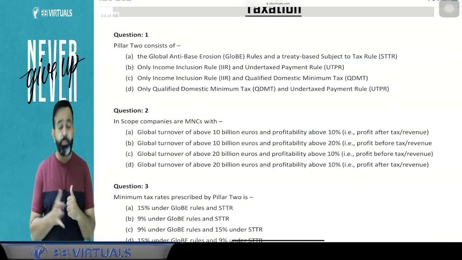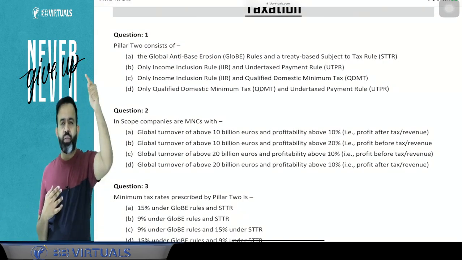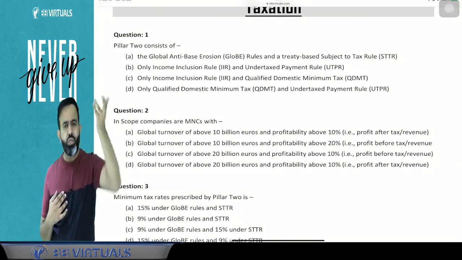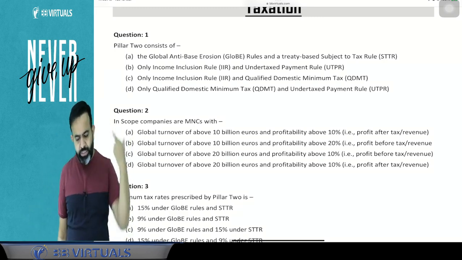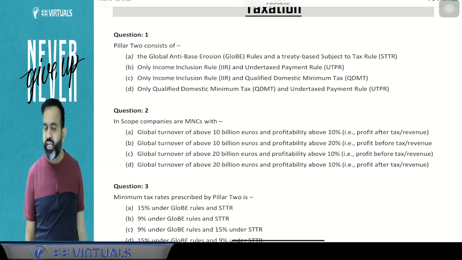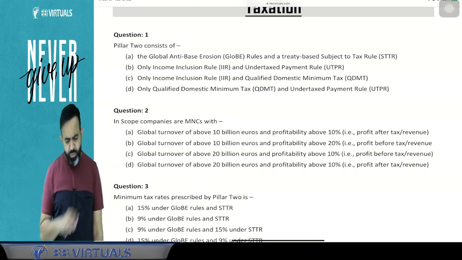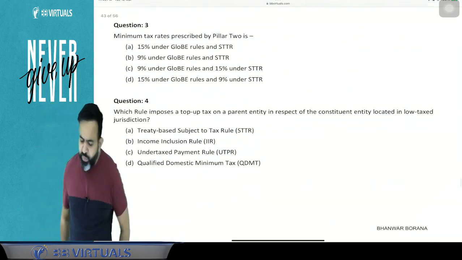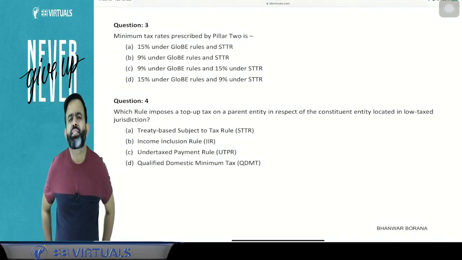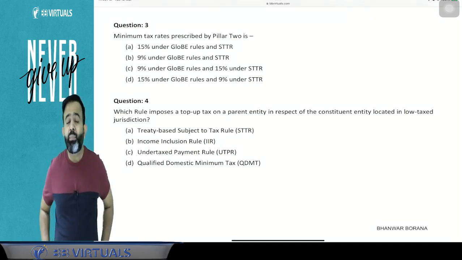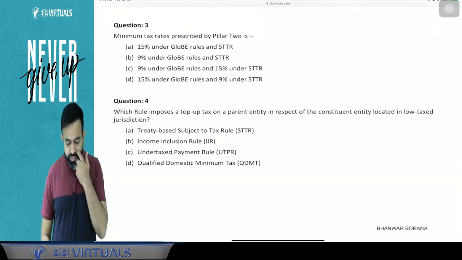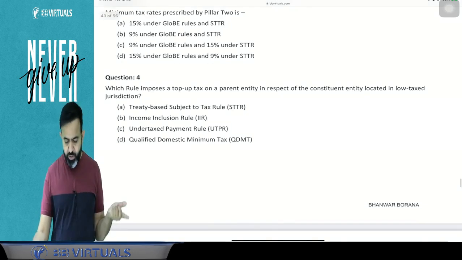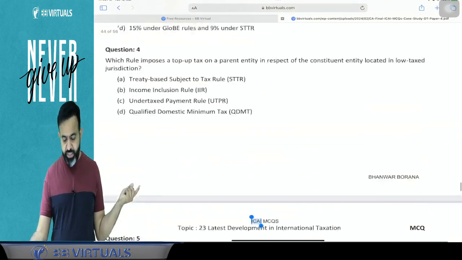Now first MCQ is, pillar 2 consists of, guys, pillar 2 of the BEPS 2.0. Pillar 2 is about the GloBE rule and STTR. So that pillar 2 consists of the GloBE rule and STTR. That is part A, option A is the correct answer in question number 1. Question number 2 we already did. Now minimum rate tax prescribed in the pillar 2. So in pillar 2, can I say that they have prescribed the STTR and GloBE rule? As per the GloBE rule, their minimum tax should be 15% and STTR says 9%. So 15% and 9%. So I think D is the correct answer of question number 3.